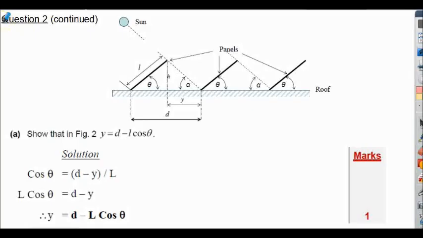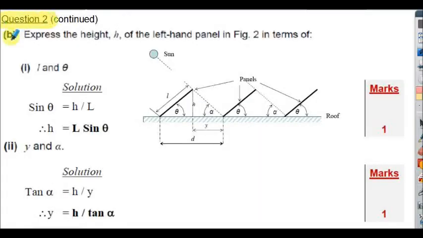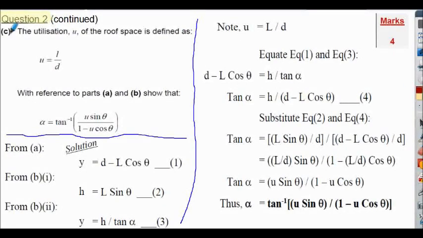But here is the solution on the slide. Question 2, part A. Question 2 continue, part B, 1 and 2. Here's question 2, part C, solution. I'll let you review this at your own pace.